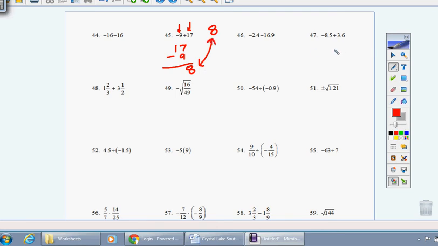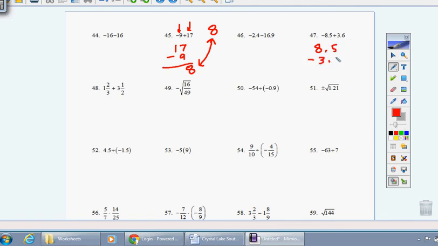Alright, now let's add decimals. We have negative 8.5 plus 3.6. Okay? Well, I'm going to do the trick with decimals, because decimals for me are a little bit harder to visualize on a number line. So if I have negative 8.5 plus 3.6, since my signs are different, I'm going to subtract them.